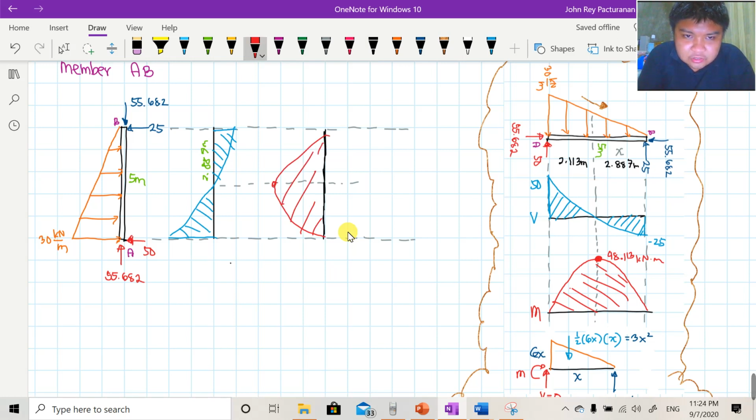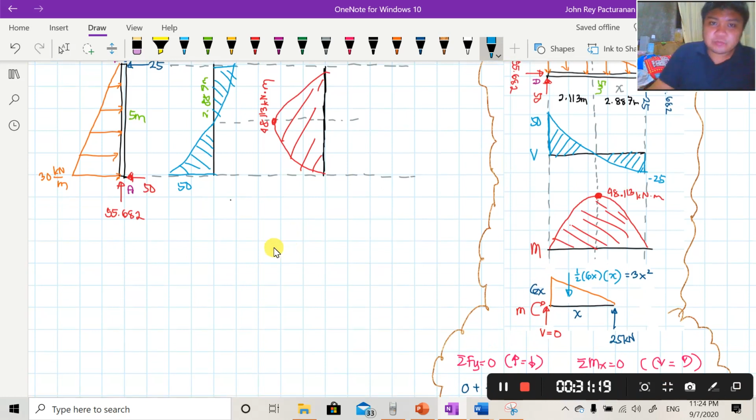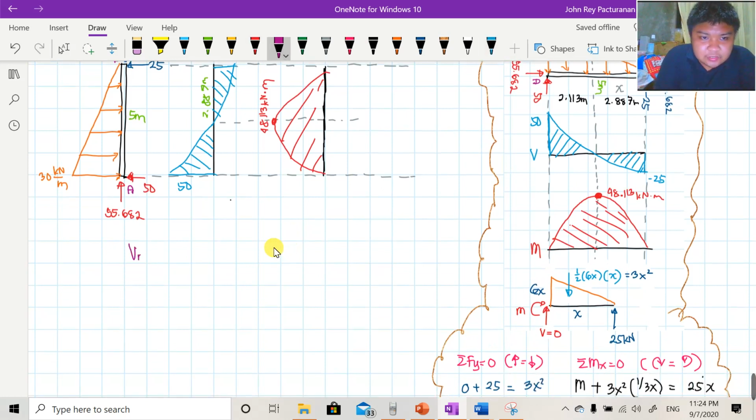Tapos, the magnitude of maximum moment ay 48.113 kilonewton meter. Ayan. Pwede na natin i-conclude ito. And at the same time, lagay pala natin 50, ito 25. Okay? So therefore, na-sketch na natin yung shear and moment diagram kay AB. Labelan na lang natin. The maximum shear is equal to 50 kilonewton at A.